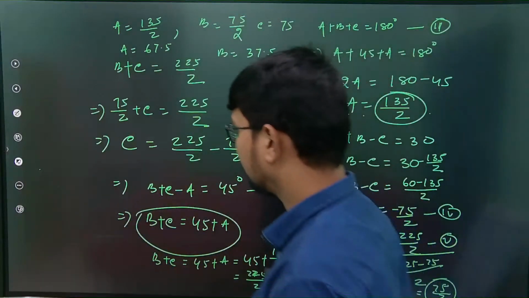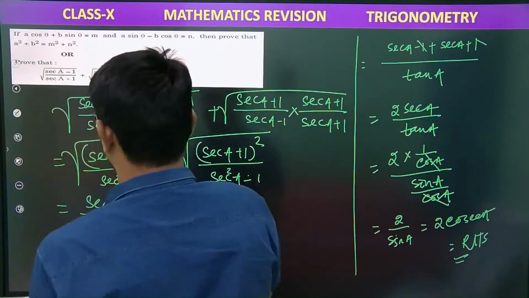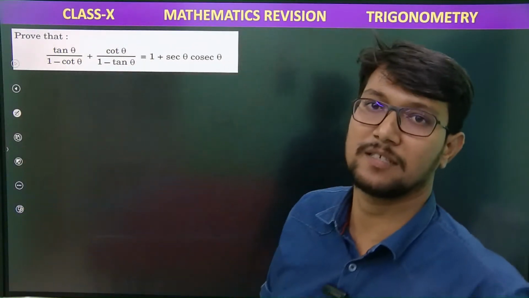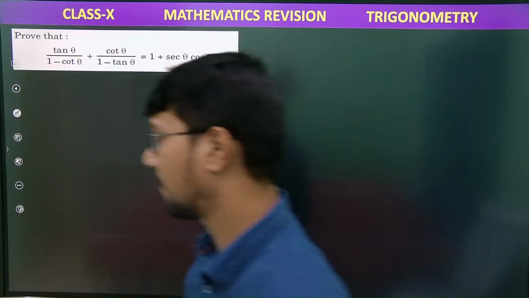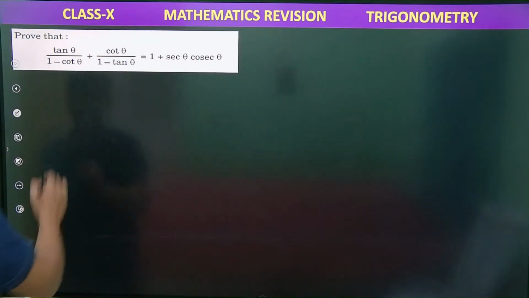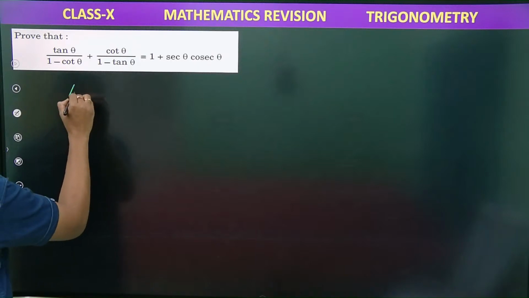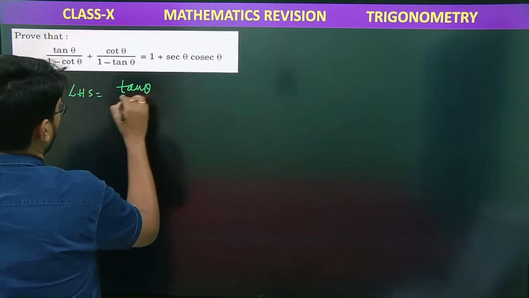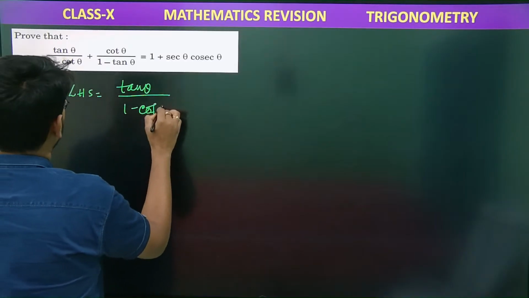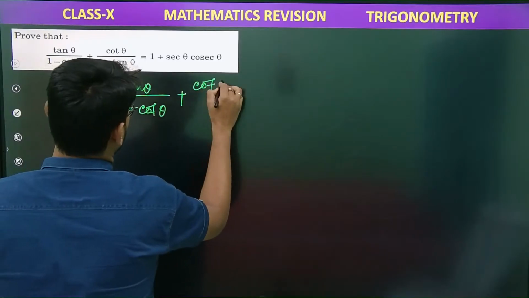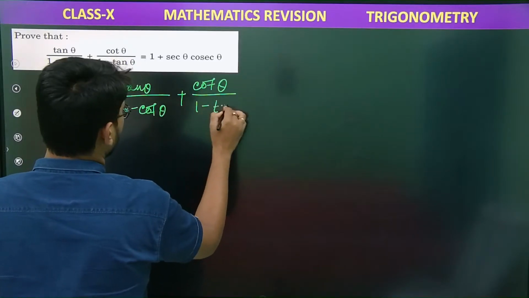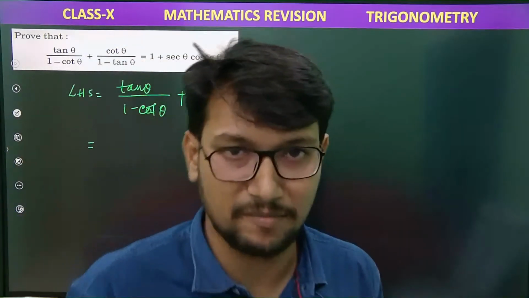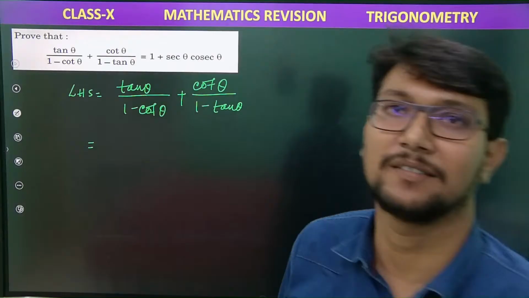Now see the next question. Solve this. How will you get this? Take the LHS. What is the LHS? Tan theta by 1 minus cot theta plus cot theta by 1 minus tan theta. Okay.